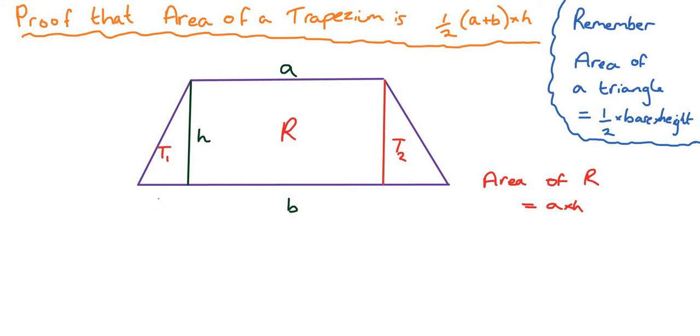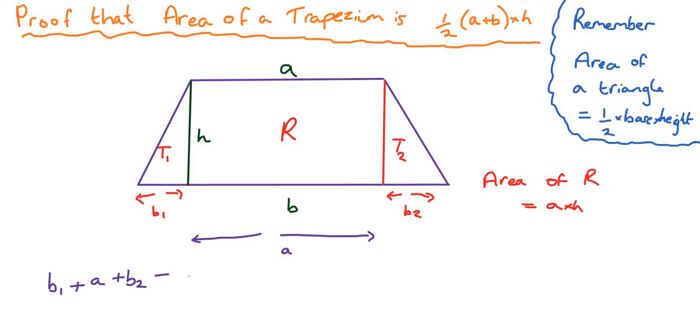Now what we need to do is to work out how long these bits are, because this is the base of the triangle. So let's just call these maybe B1 and B2 for the bases. So what can we see? Well, we can see that this distance in the middle is A, and so if we add up our three lengths across the bottom, so B1 plus A plus B2, we must have B. Okay, and this is really helpful.